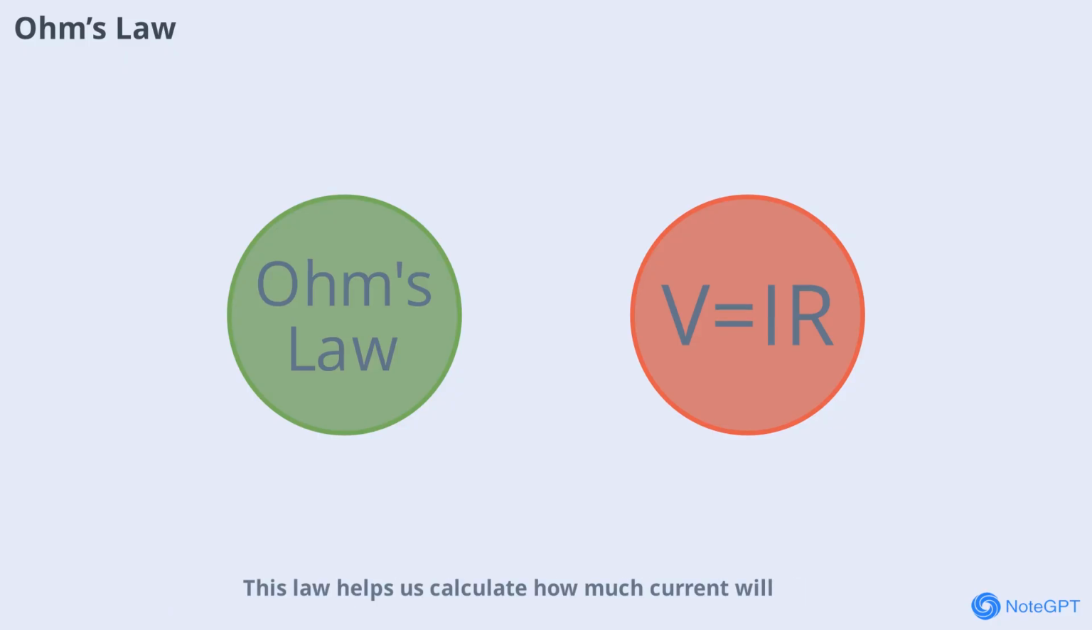This law helps us calculate how much current will flow in a circuit for a given voltage and resistance. It's a cornerstone for solving many electrical problems and designing safe, effective circuits.